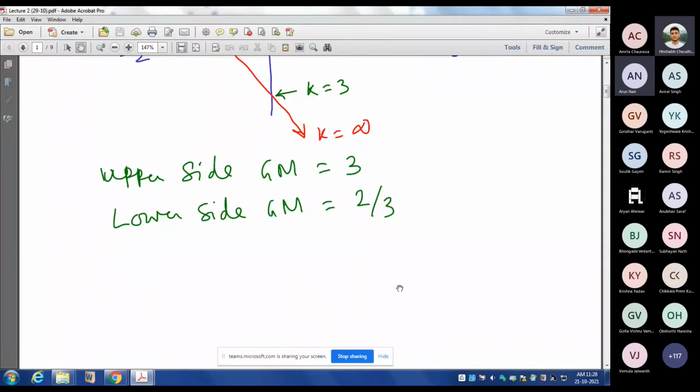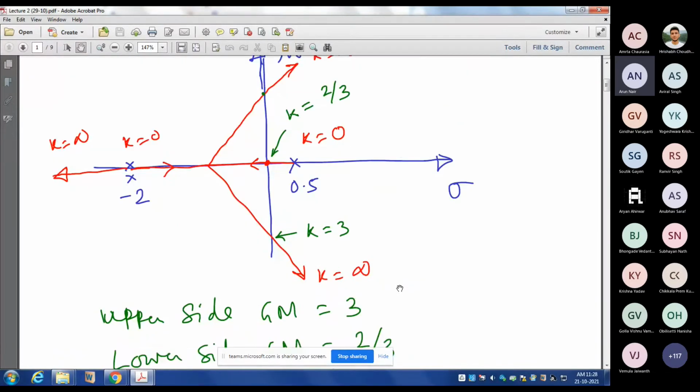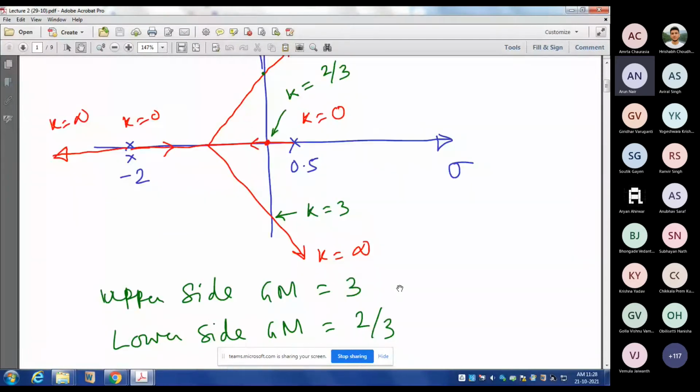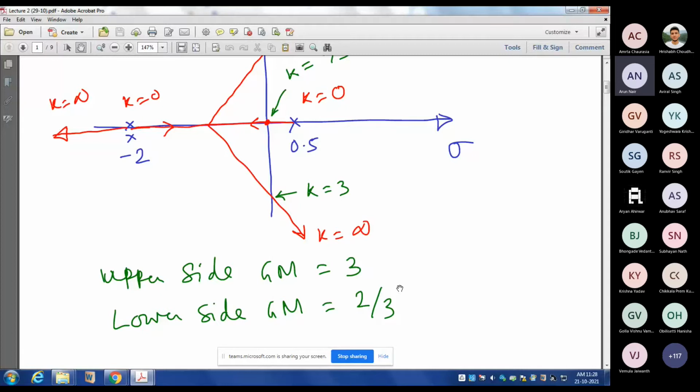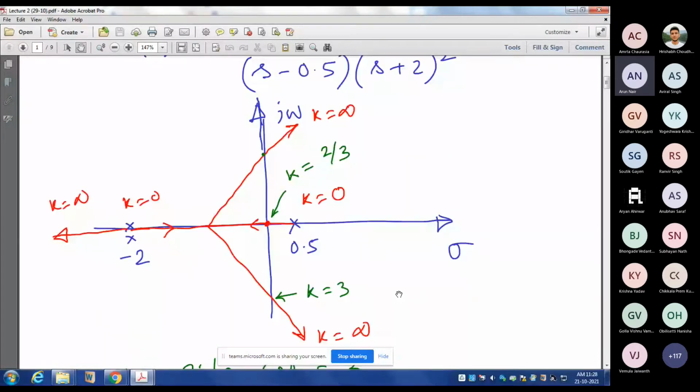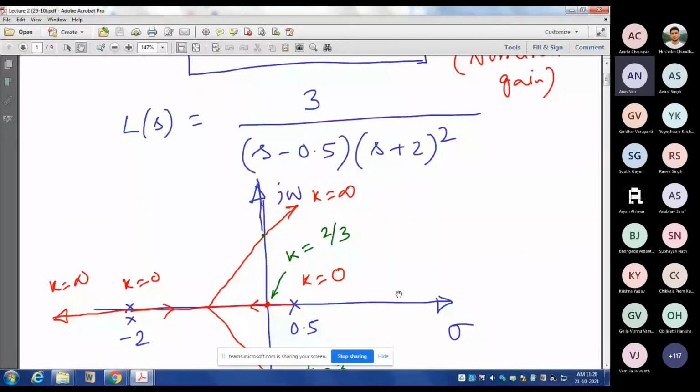Sir, but the value of k at the j omega crossing is coming from the RH criteria only, no? Like k is equal to 3, it comes from RH criteria. We solve it and then get it. Yes, by RH criteria only we can get the entire range, so I think it is more efficient in calculation.